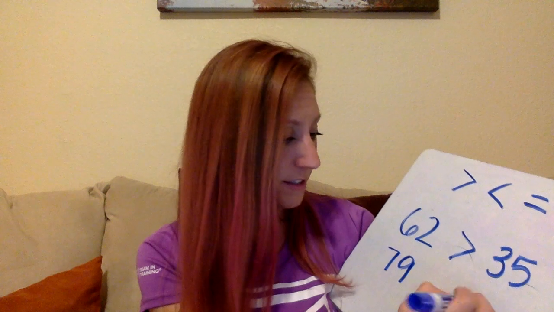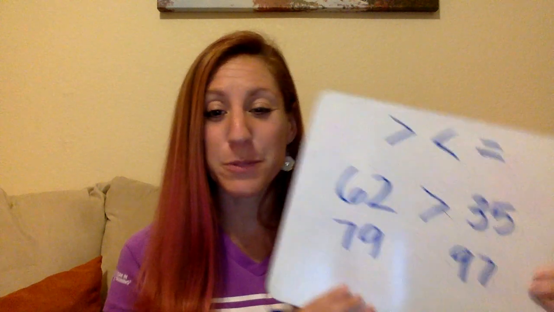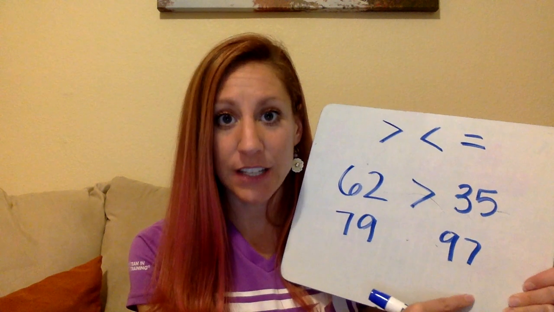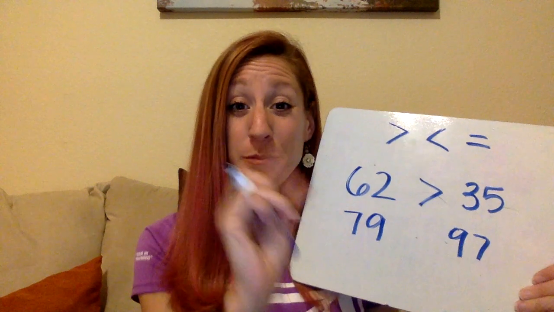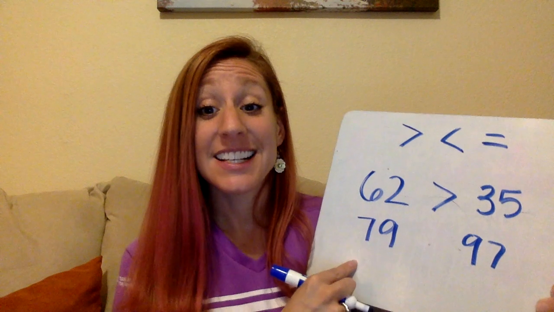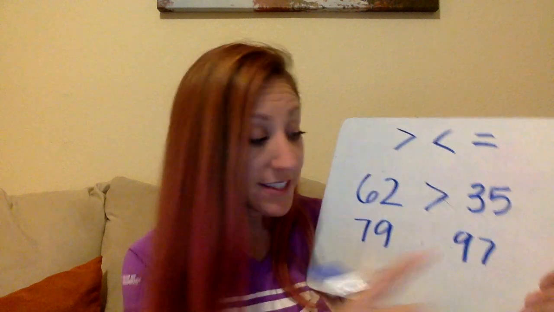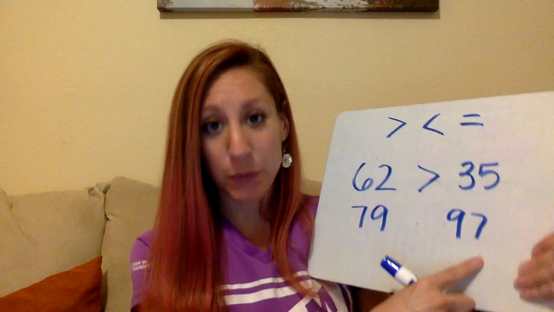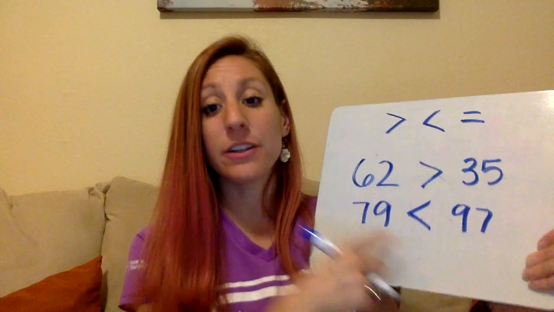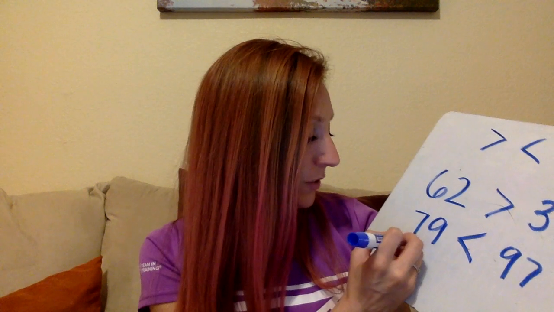Let's try another one. You know, I really like these because they're really hard to see. So here we have 79 and 97. When we see those numbers next to each other, sometimes we flip-flop them. But we have 79, 97. 7 tens, 9 ones. 9 tens, 7 ones. So we know this one has more tens. That is the greater number. So 79 is less than 97. Okay, so let's try this one.